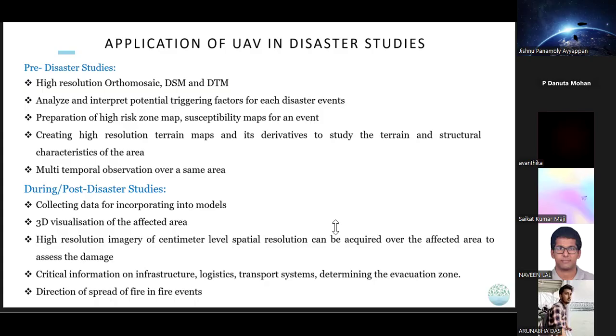We can even determine the evacuation zones, and we can determine, during a disaster, if somebody is trapped somewhere. If there is a flood, maybe somebody is trapped on the rooftop. We cannot go and see them, but we can fly the drone, we can monitor, and we can send the data to the governments or the militaries. Okay. So yeah, that is what is in the slide about the application of UAVs in disaster studies.